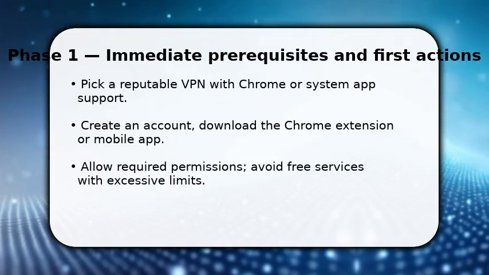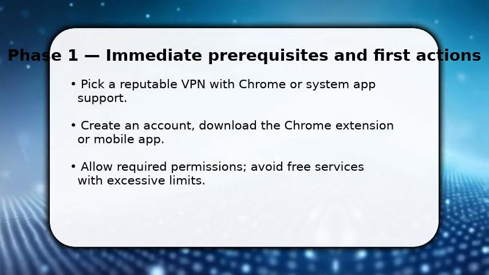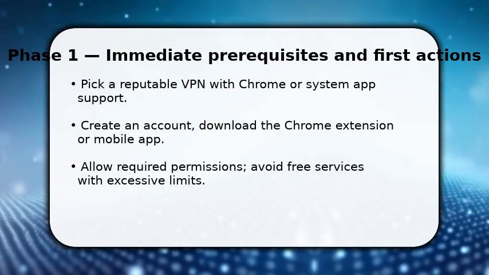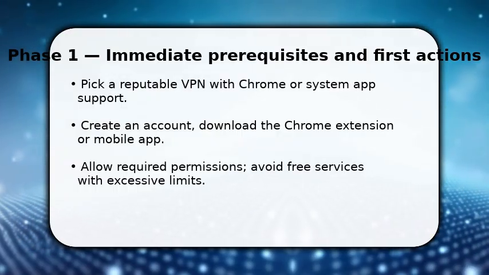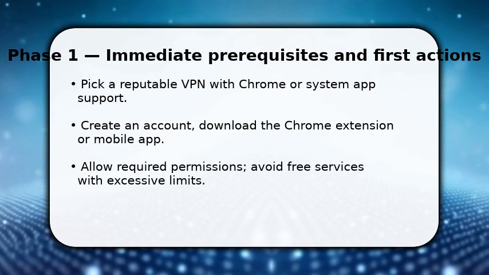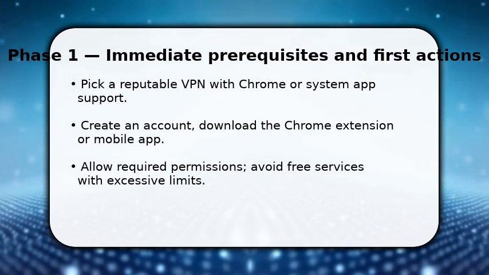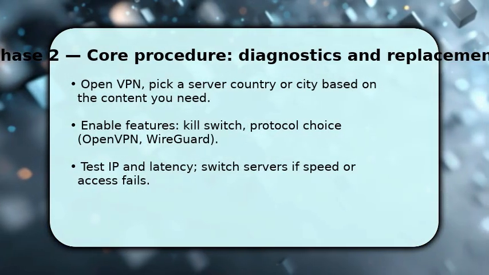Once done, sign into the VPN app and make sure automatic updates are enabled. This prevents compatibility issues. You're ready for the next step, connecting and choosing the right server for Google access. You now connect and configure the VPN.